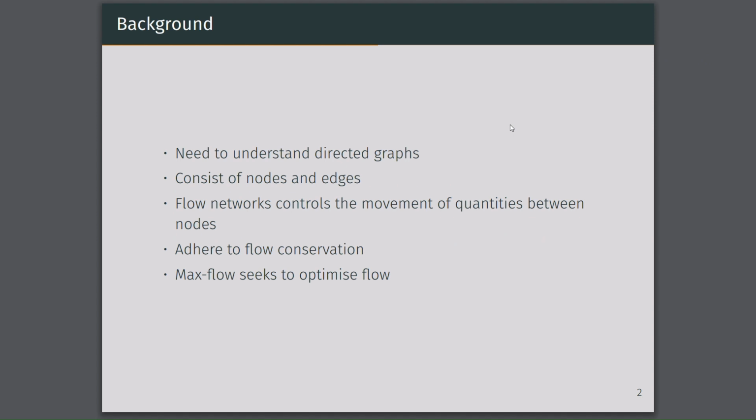Firstly, to comprehend the Edmonds-Karp algorithm, it's important to understand directed graphs. Directed graphs consist of nodes and edges, representing one-way connections between nodes. Flow networks, a type of directed graph, control the movement of quantities between nodes. Unlike general directed graphs, flow networks adhere to flow conservation, ensuring that the total incoming flow equals the total outgoing flow at intermediate nodes. The max flow problem in flow networks seeks to optimize the flow from a source to a sink, adhering to edge capacities.